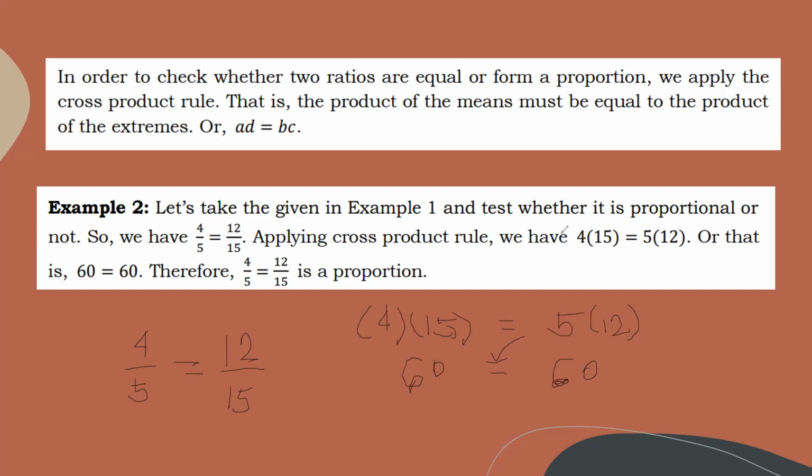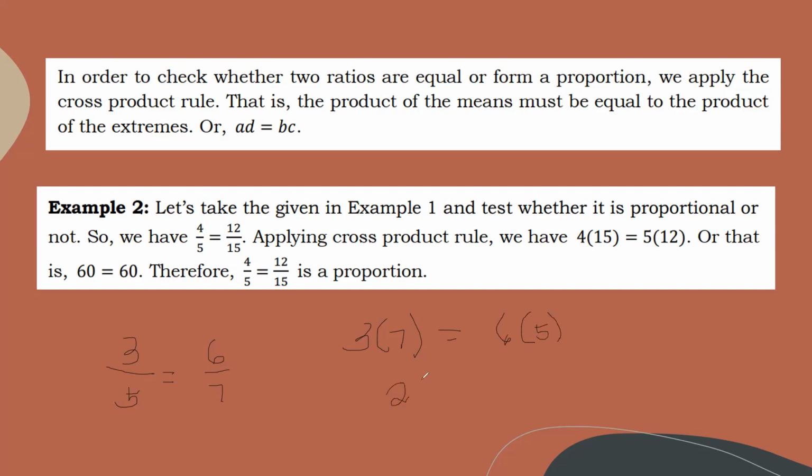Okay, let's have another one. Example, my given here is 3 over 5 equals 6 over 7. Are they proportion or not? Okay po. Kailangan natin makapakita na proportion ba sila o hindi. So in this case, sabi nga natin, we have to multiply the extremes at saka po means. So that will be 3 over 7. 3 times 7 equals 6 times 5.